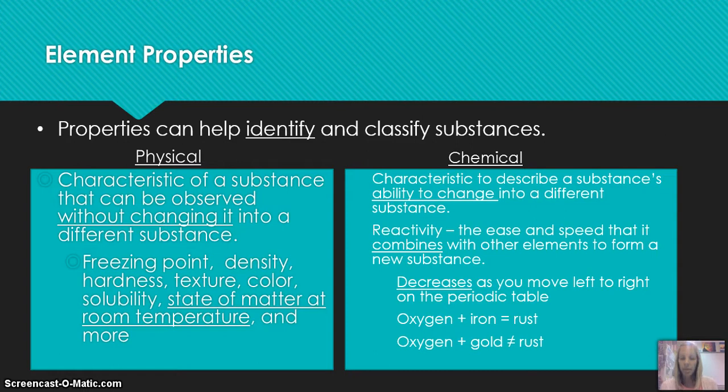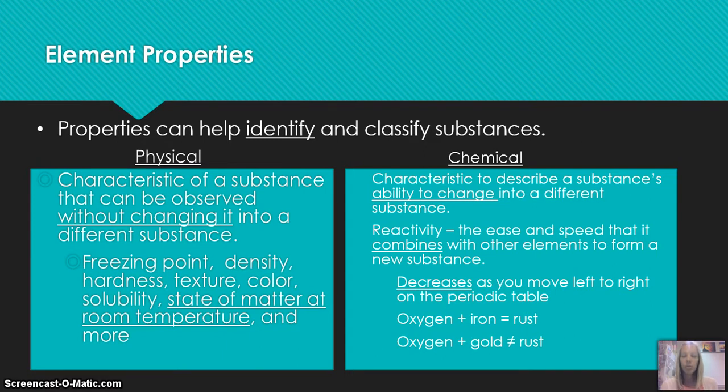Chemical properties are characteristics that describe a substance's ability to change into a different substance. So a lot of times when you're talking about the chemical properties of a substance, you're talking about how reactive the substance is with other substances. Reactivity, the definition, is the ease and speed with which it combines with other elements to form a new substance.